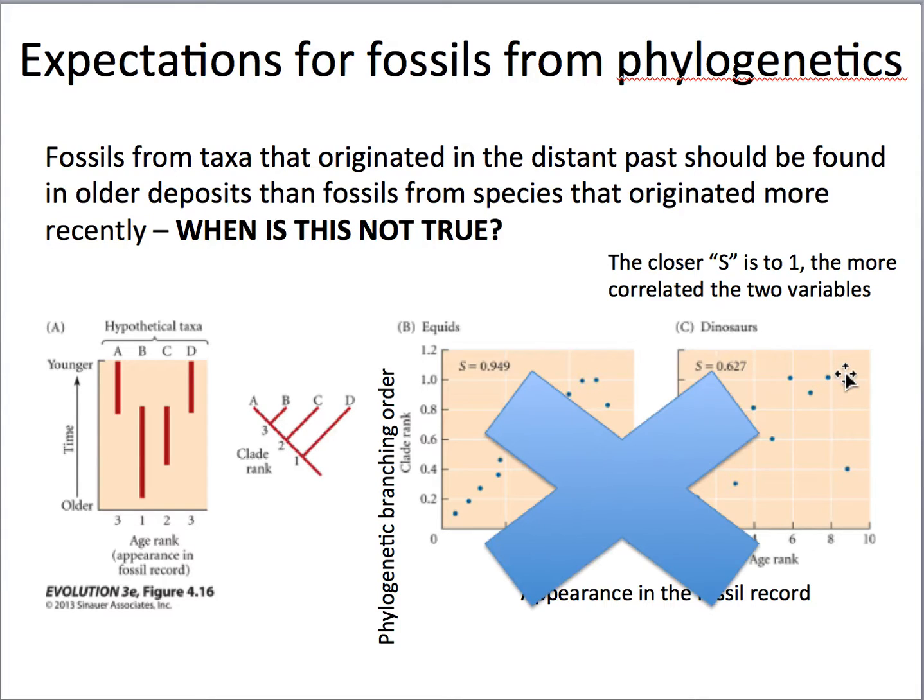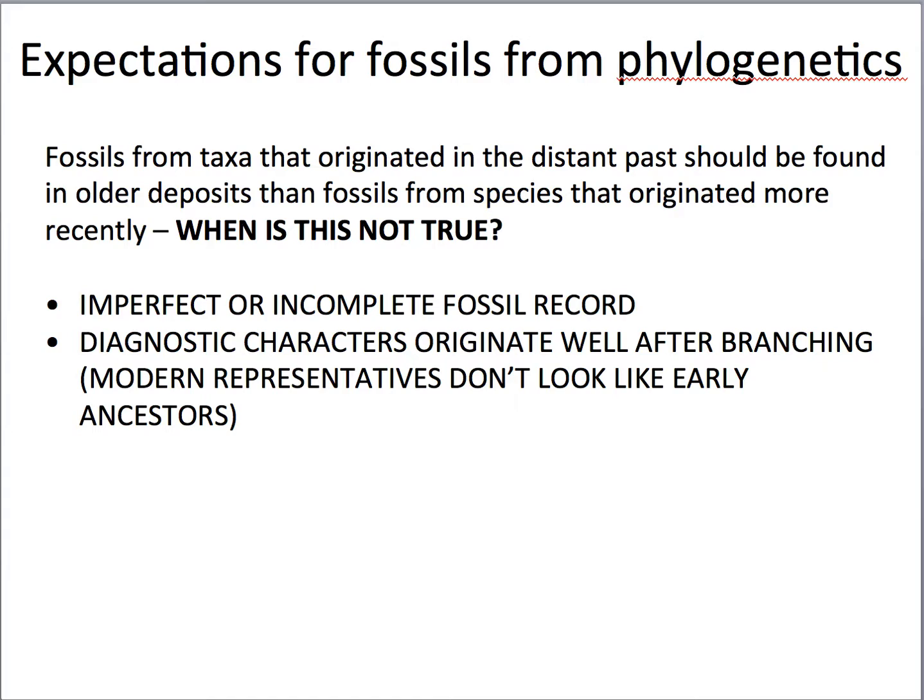So when would this expectation not be met? What are the conditions under which that might happen? Well, for one thing, we know that the fossil record is incomplete. So many times the fossil record will be incomplete, and we won't be able to fill in all of those dots that would give us that pattern.